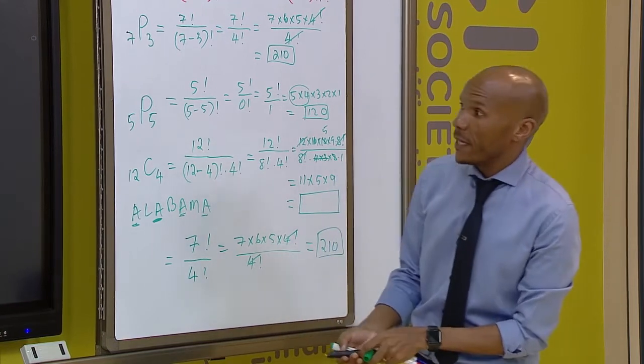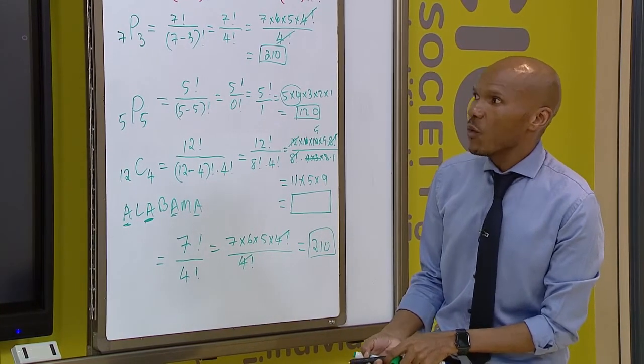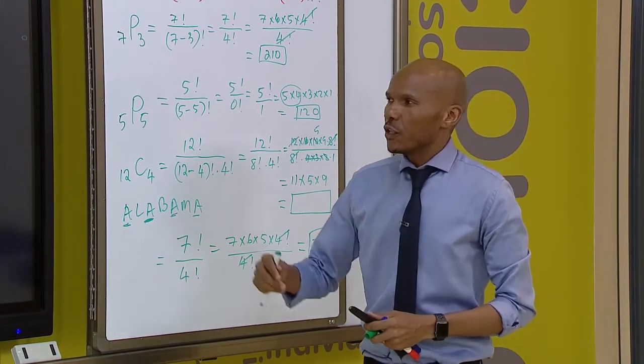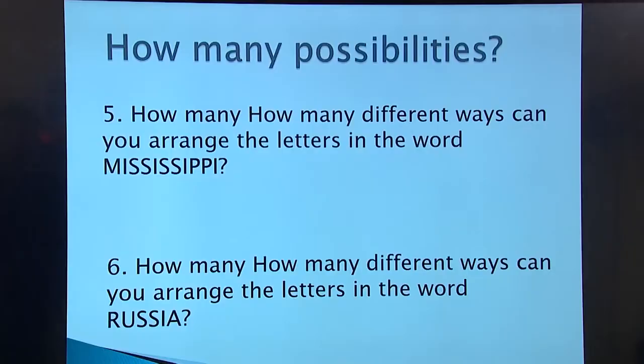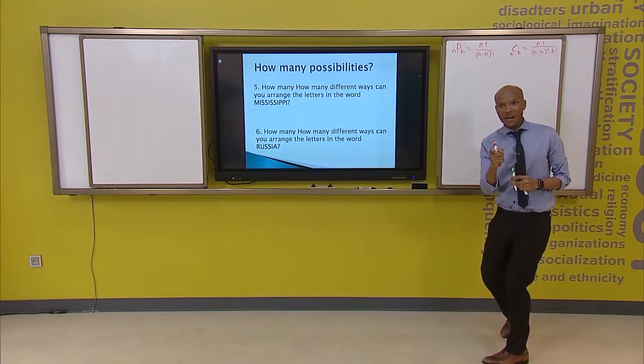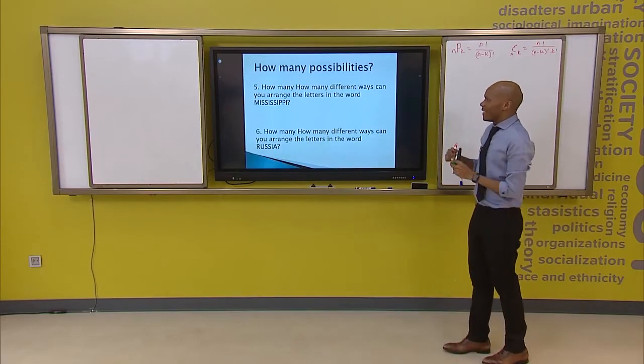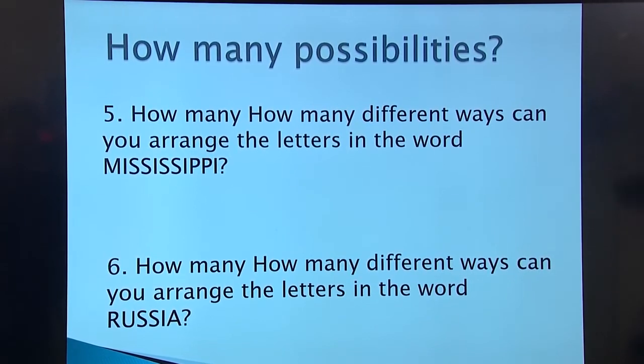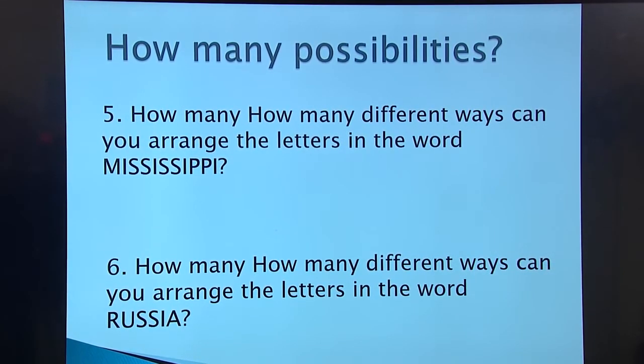Okay? And then I want you now to do the questions that I have on the board. I'll give you just 1 minute to do the questions on the board. I'm counting. Okay, now time is up. All right, let's look at it. This question 5, it has Mississippi.